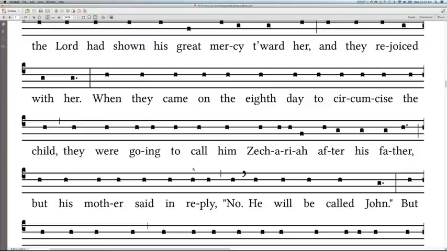But his mother said in reply, no, he will be called John. So then there's the ending. Remember how I said you got your middles and your endings? That's all you need, middles and endings. Actually, sometimes you don't have a middle. You just use an ending because it's not long enough to have a middle. And that's why you look at these in advance, okay? By the way, I put a small pause after "no," which I think is appropriate.